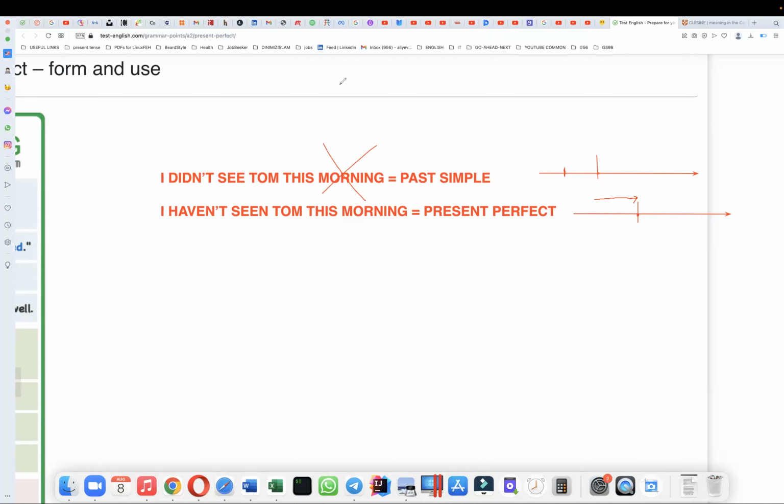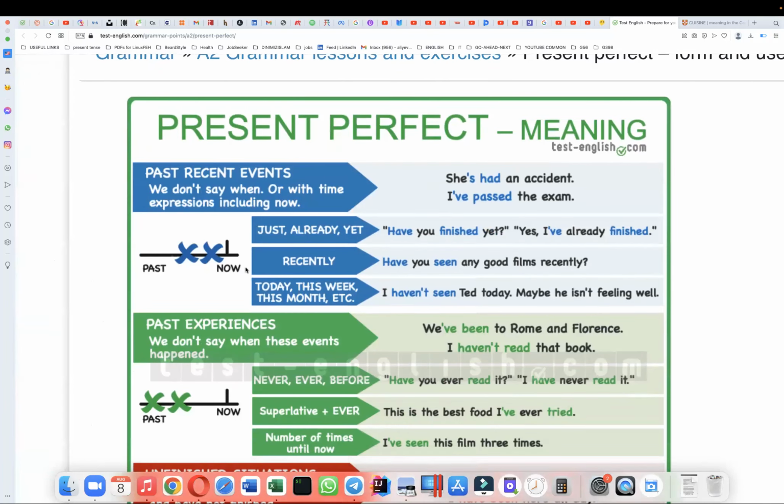For example, when a person says, I haven't seen Tom this morning, it means the morning is still there. So it hasn't finished. It hasn't completed. So still he or she is in the morning. When we use this morning, this year, this century, it means the time is still available. It hasn't completed. Am I right? Okay. So let's look at here. I'm going to ask you a question. So today, this week, etc.